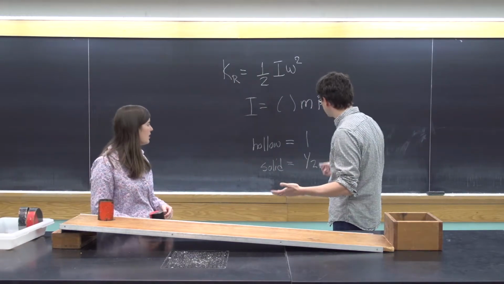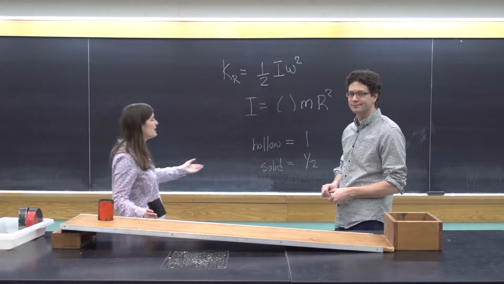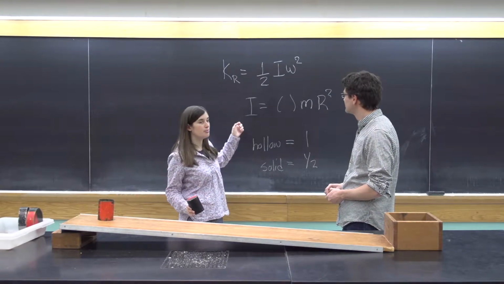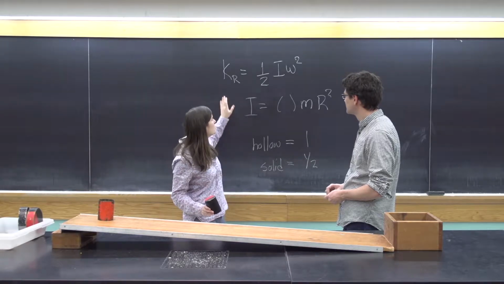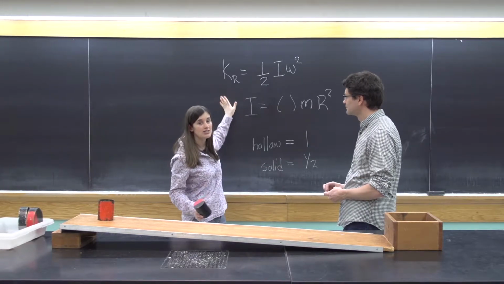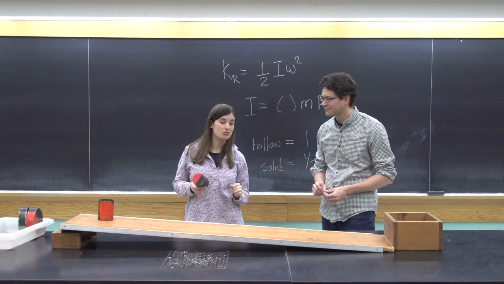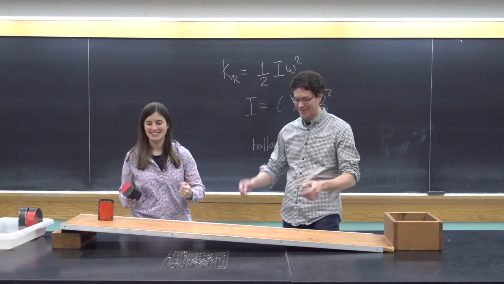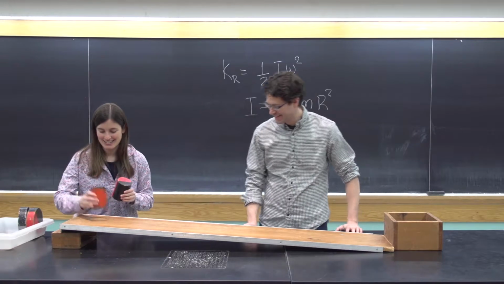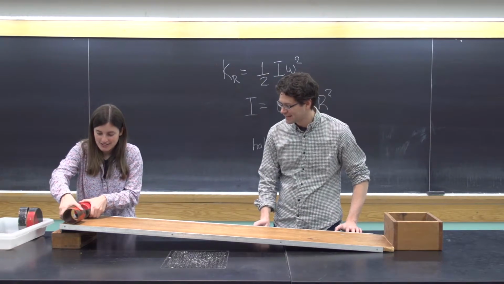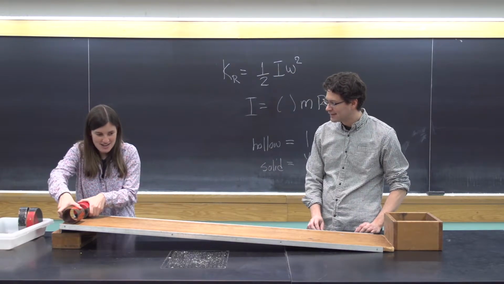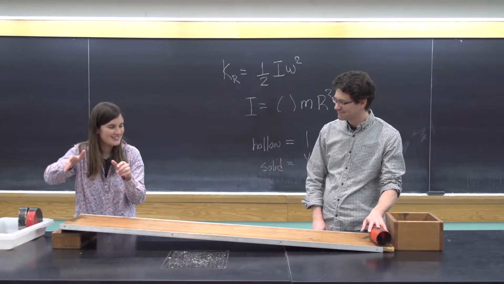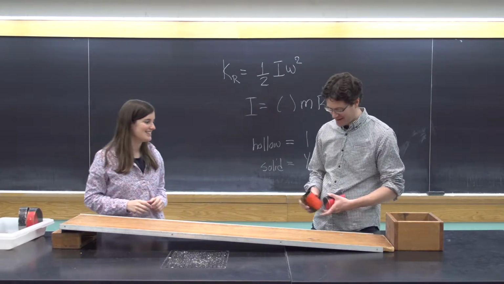So which one will win? The hollow or the solid? Well, the solid has a lower moment of inertia. So that means that at the bottom it should have a lower rotational kinetic energy, so it should have a higher translational kinetic energy, and therefore a higher speed. Yes. Let's try it. Ready, steady, and the race starts. Yay. Clear winner.